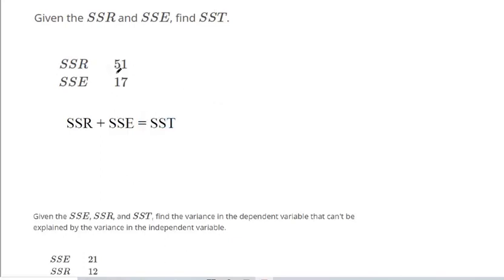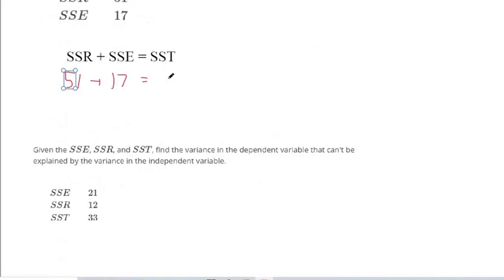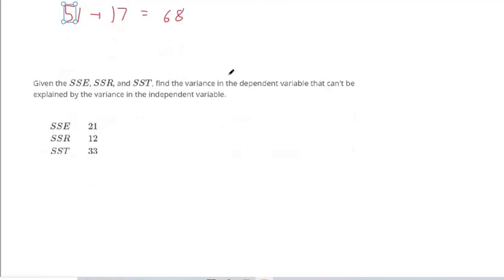So basically, this is just a quick little equation. To find SST, you just plug in 51 in here, 17 in here, and add them up, and you've got SST. What is that? 68. And then here it says, given SSE, SSR, and SST, find the variance in the dependent variable that can't be explained.